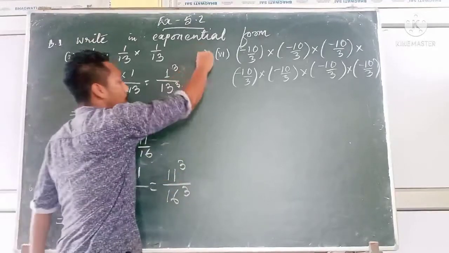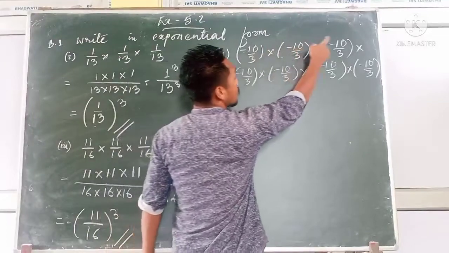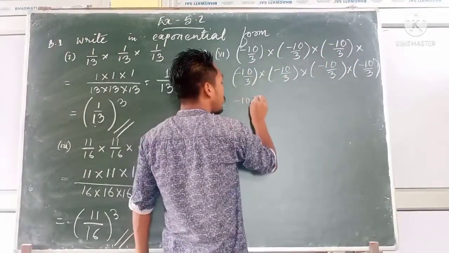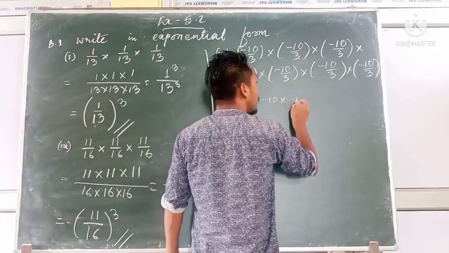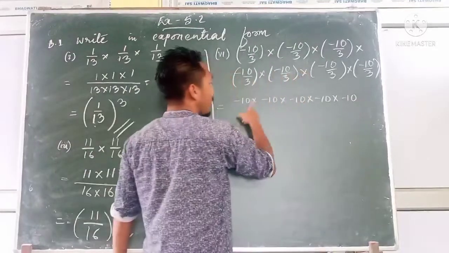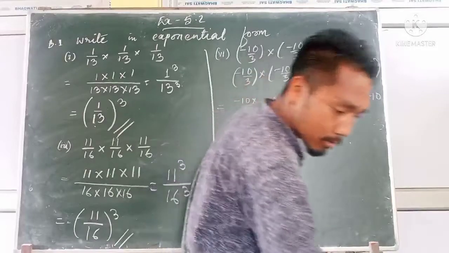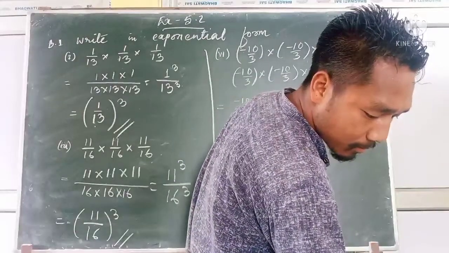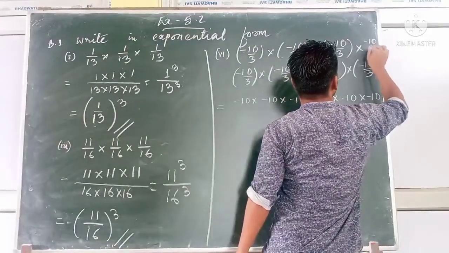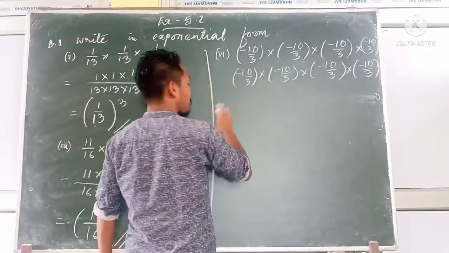So similarly, if I talk about the next question, we have 1, 2, 3, 4, 5, 6, 7. So minus 10 into minus 10 into minus 10 into minus 10 into minus 10. How much do we have? 1, 2, 3, 4, 5, 6. Actually it should be 8. So I'm writing this one again.